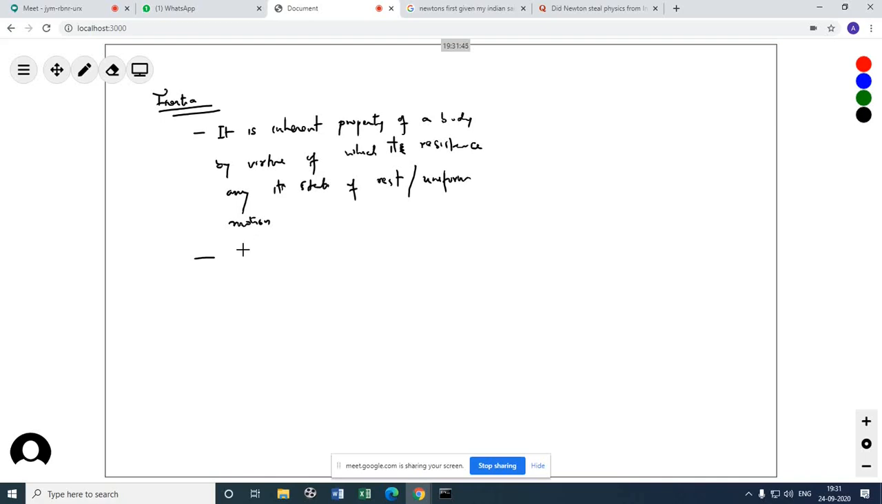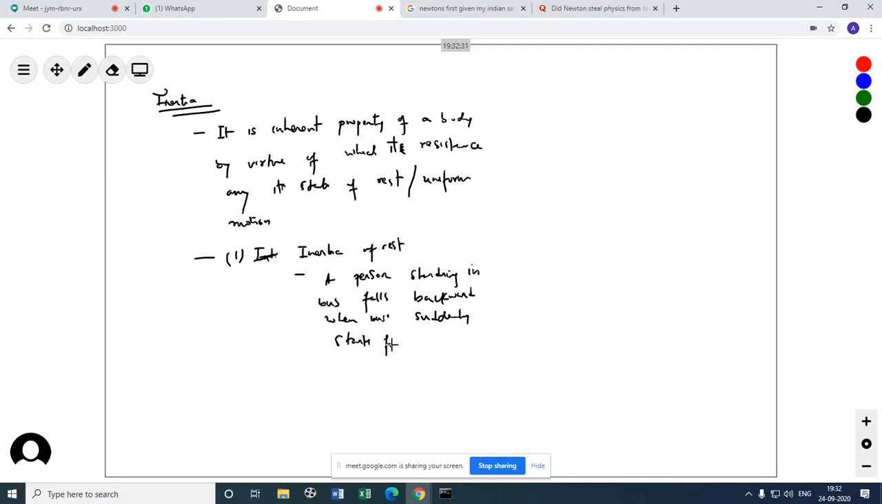Now, inertia we can classify into three types. What are they? Inertia of rest, inertia of motion, and inertia of direction. First, inertia of rest. As the name suggests, take the example of a person standing in a bus. What will happen when the bus suddenly starts from rest? The person falls backward. So this is the inertia of rest.